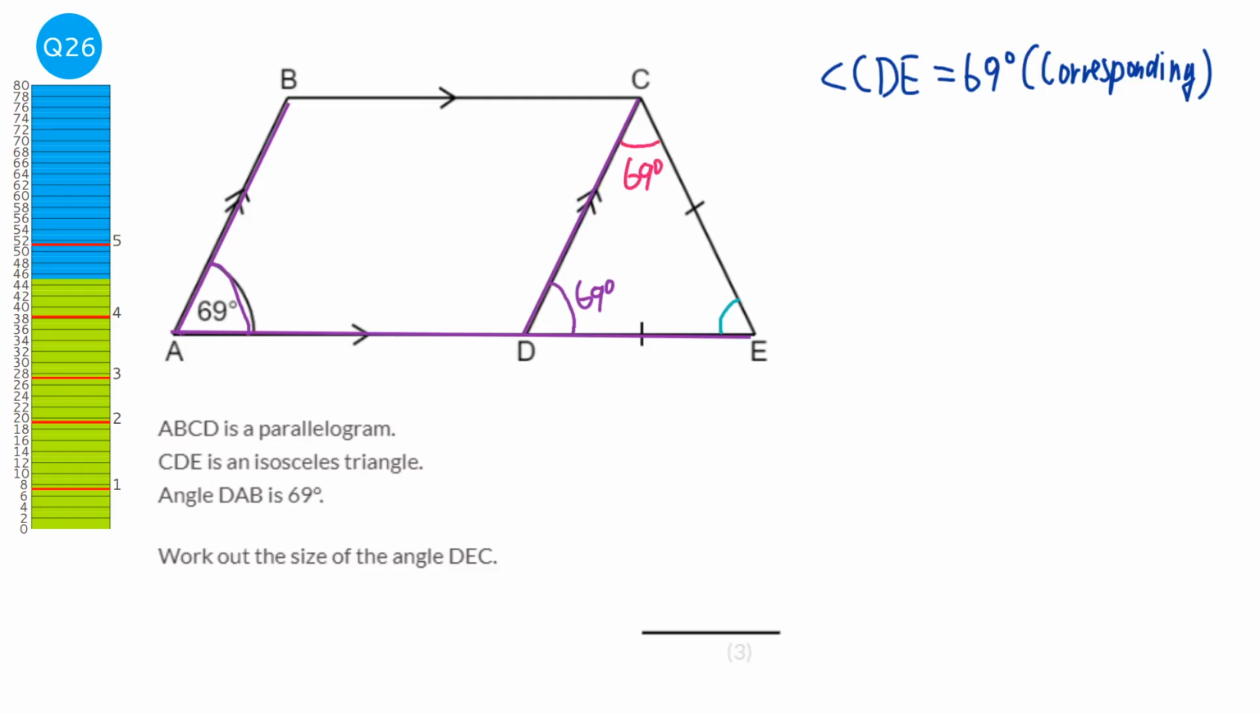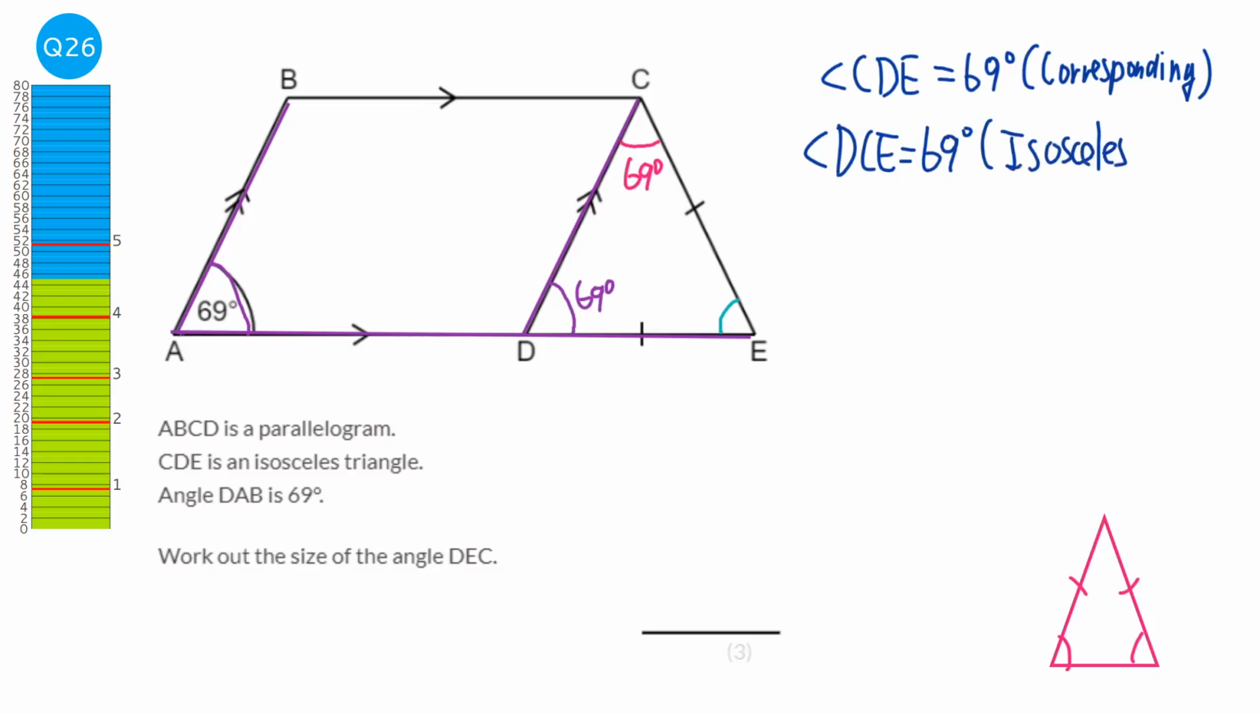because they're the bottom two angles in a triangle. Now, when I say that, I mean when an isosceles triangle is the right way up, the bottom two angles are equal. So they're the bottom two angles in an isosceles, although the isosceles is on its side here. And we need to write that down, so it would be angle DCE equals 69 degrees, and this time it's because it's an isosceles triangle.